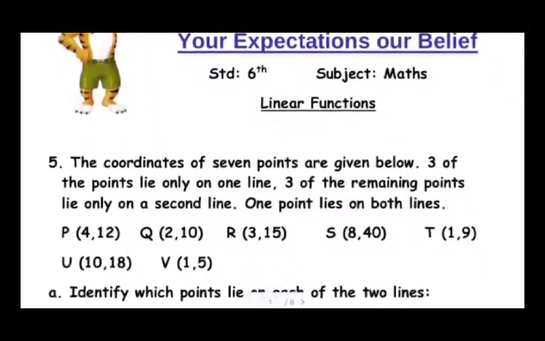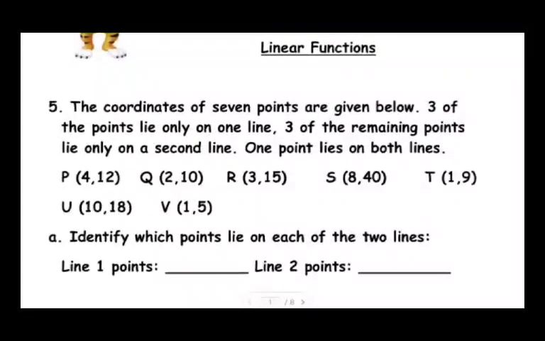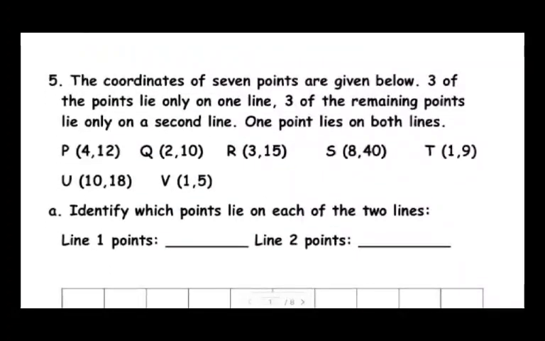Our fifth sum says the coordinates of 7 points are given below. 3 of the points lie only on one line, 3 of the remaining points lie only on a second line. 1 point lies on both lines. These are the points given on the graph. Identify which points lie on each of the two lines.